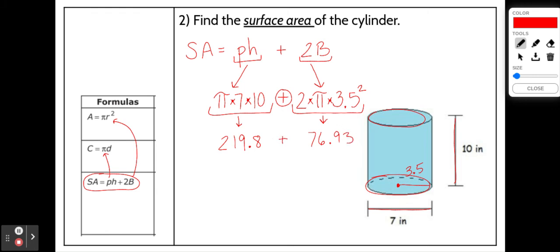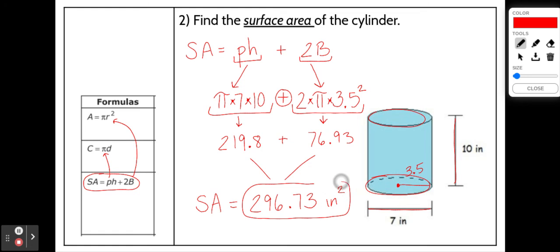And then our last step is to add them together to get our final surface area. So we're taking the tube and the two circular bases and adding them all up. So calculator is telling me 296.73. And remember that's square inches. How many square units covering the entire surface of the cylinder? Just like that. Looking pretty good. Okay, there was our second example. Now you've seen it twice.